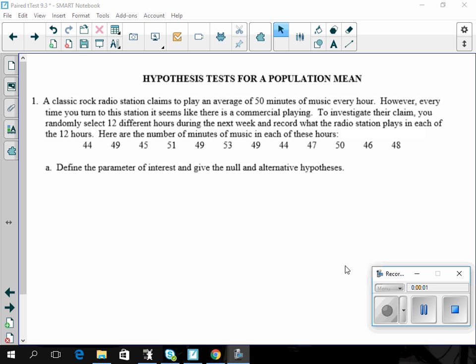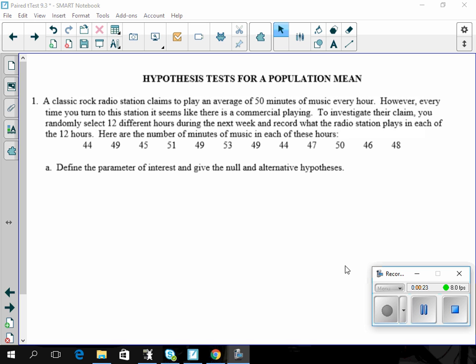All right, so rather than go on to do the matched pairs data, which is the second half of 9.3, I think it's a good idea to do one more hypothesis test from beginning to end for just a one sample mean. So when we look at this particular problem, we have some data given to us.